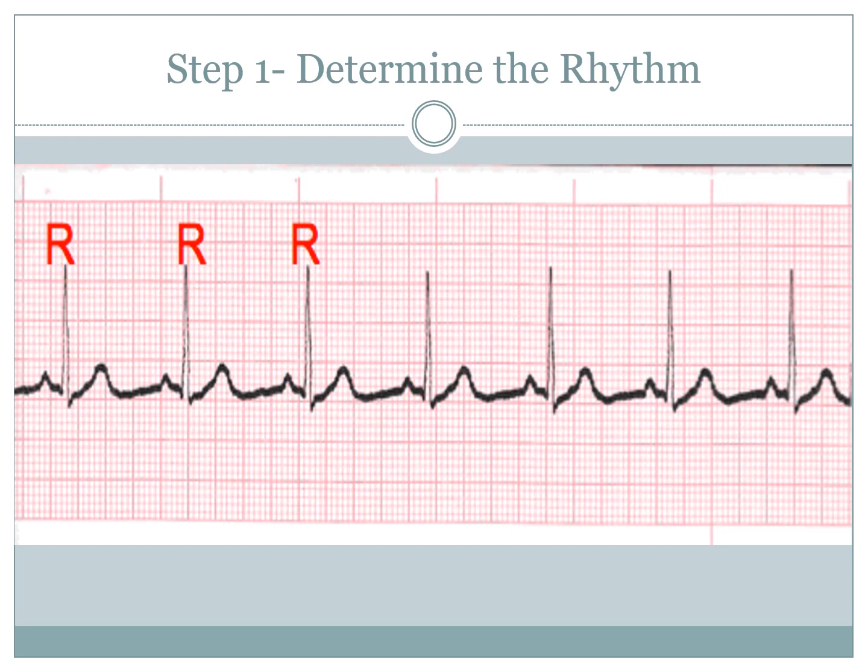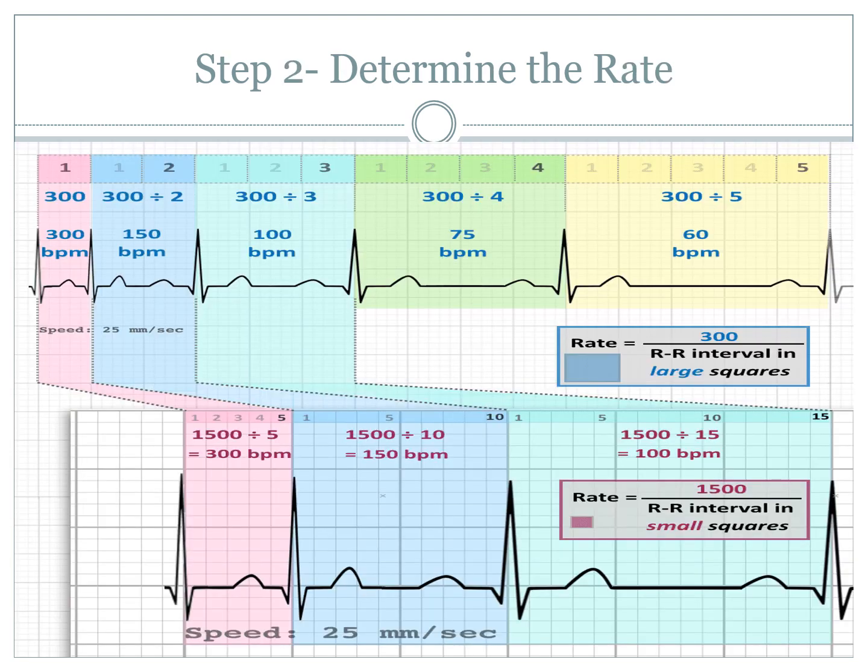Now, looking at the rate. There's a few ways to do it. One, when you're dealing with a regular rhythm, a nice quick way is to count the large squares between the QRS and then divide that into 300. So 300 divided by 3 squares gives you a heart rate of 100. But obviously that only works if you have a regular rhythm.